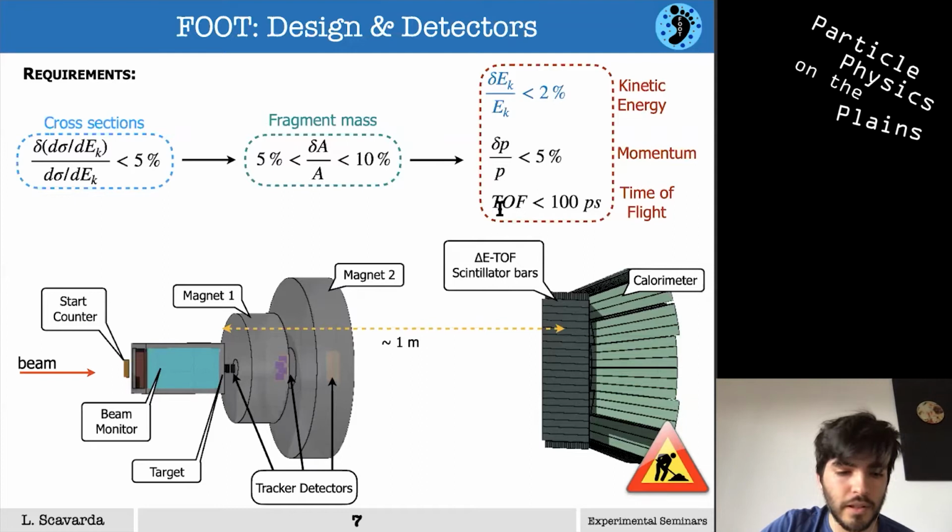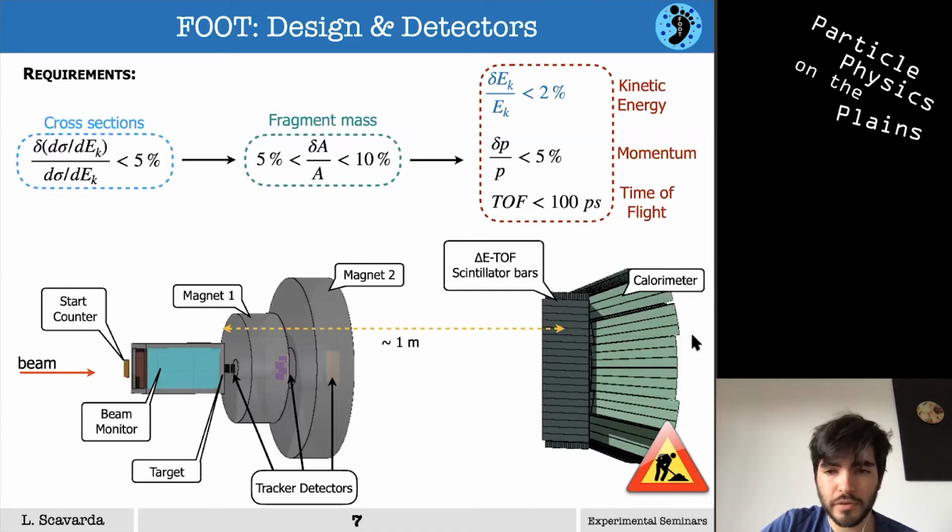And thanks to this redundant measurement, FOOT will be able to exclude the events where the mass is not calculated properly, for example, when we create a neutron inside the calorimeter. So for these reasons, we decided to design the FOOT experiment like in this sketch.